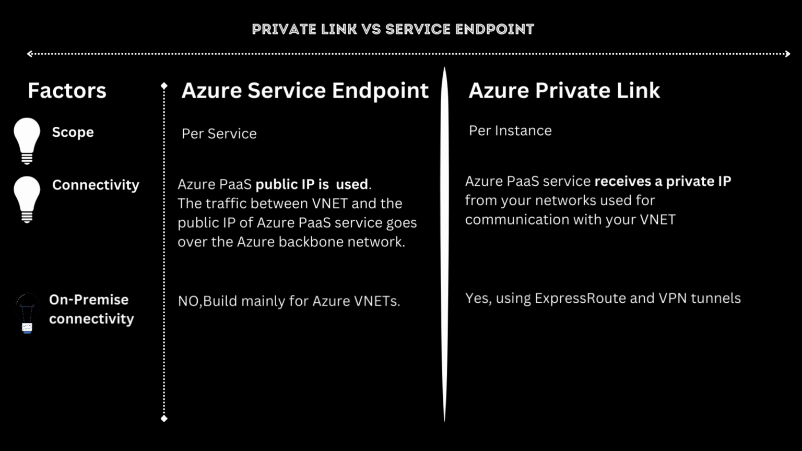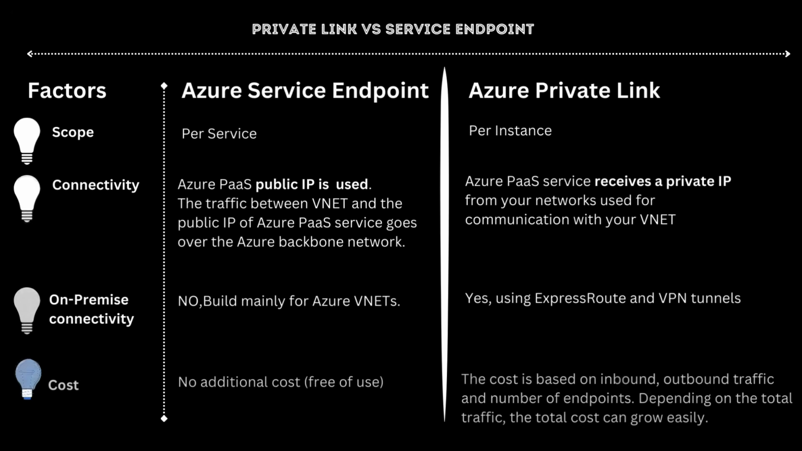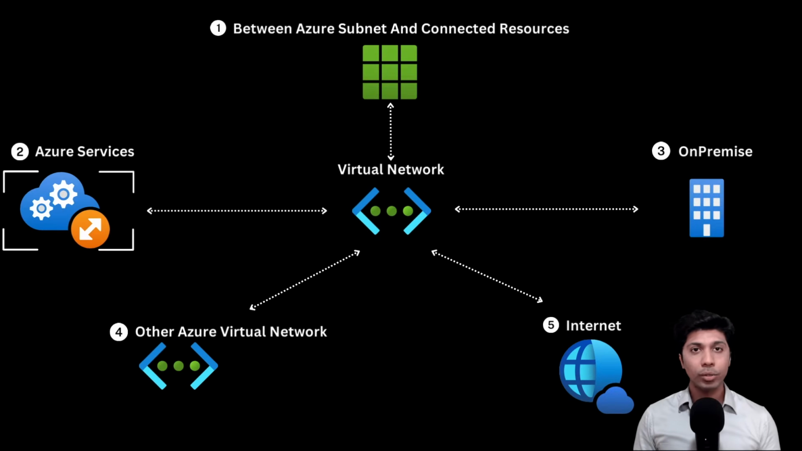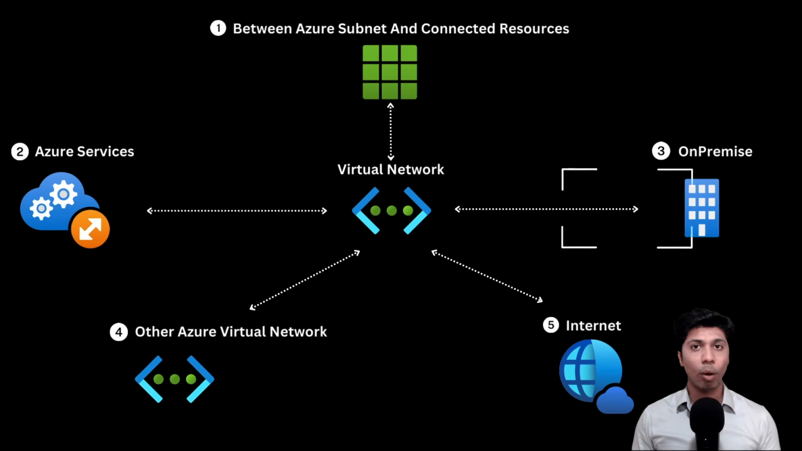The last factor, but very important to choose a service for your requirement, is cost. The Service Endpoint is free to use, whereas the Private Link cost is based on the inbound and outbound traffic and the number of endpoints. As your traffic grows, your cost grows. I believe now you understand the difference between the two ways of communication and you can smartly choose one based on your requirement. Let's now move to what are the various ways to connect on-prem resources to Azure VNet.